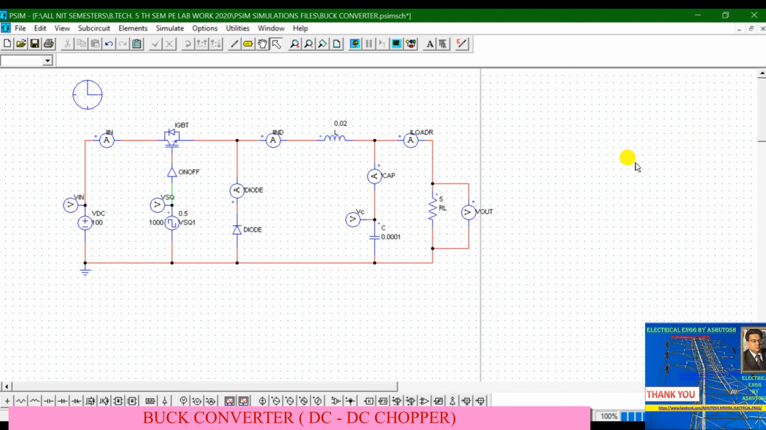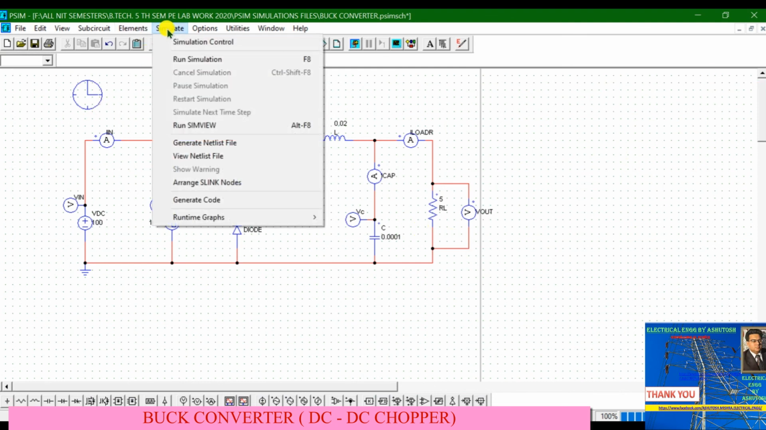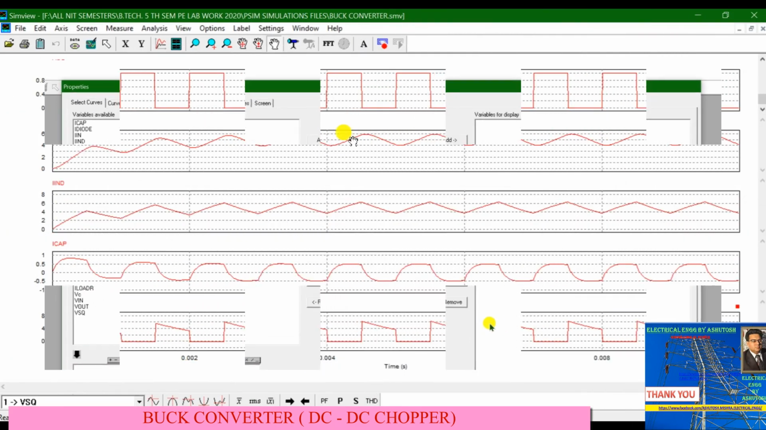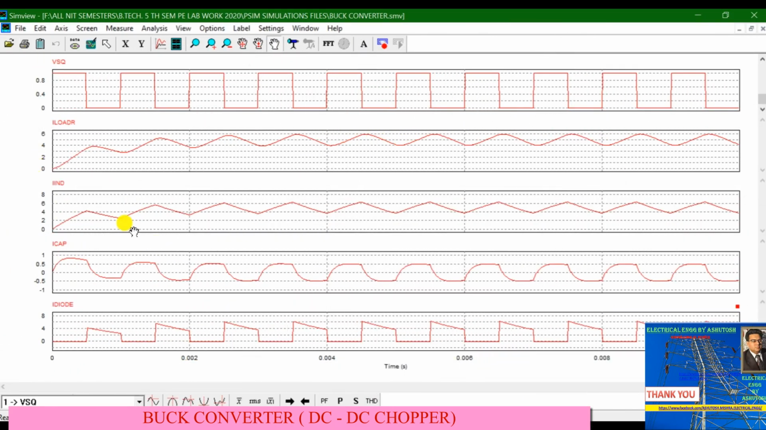Now we will check out the waveforms and the shape of the output current, and this is the inductor current. As you can see, this is the charging period and this is the discharging period. During T on time the current rises from minimum to maximum, and during T off time the current decreases from maximum to minimum. And this is the capacitor current: this is the charging current and this is the discharging current through the capacitor, and this is the diode.